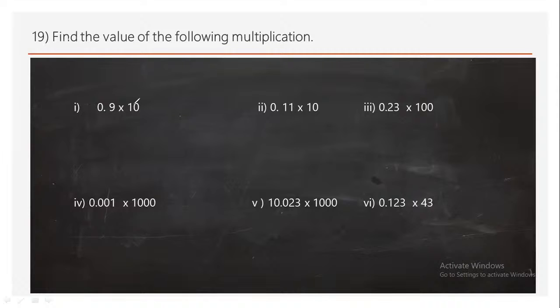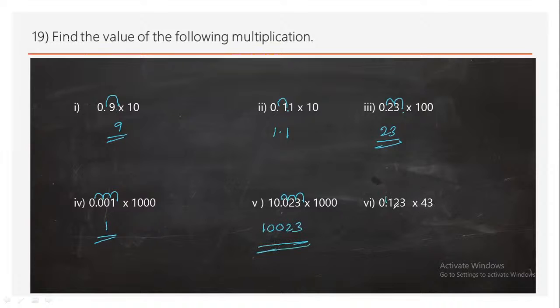If there are 2 zeros, then 2 decimal places forward, towards the left-hand side. If 3 zeros are there, 3 decimal places. Now we'll see how this happens. 1 decimal place moving. Now the decimal is here. Answer is 9. Here 1 decimal place moving, now the decimal is here, 1.1. 2 decimal places moving, answer is 23. 3 decimal places moving, 1, 2, 3. 10,023.